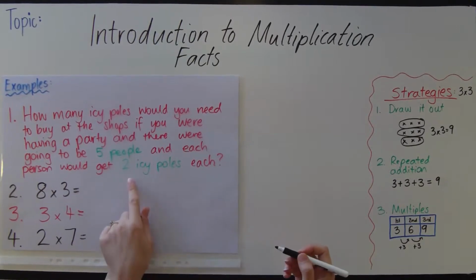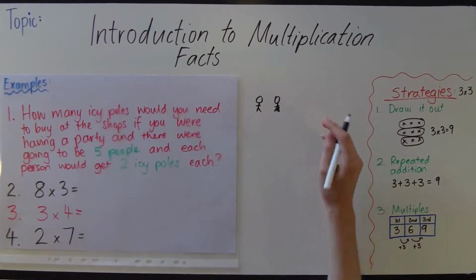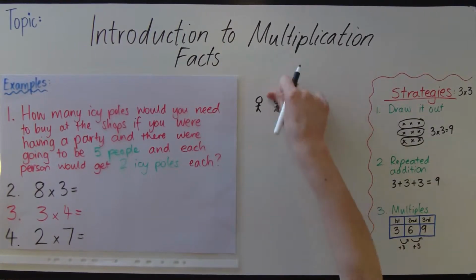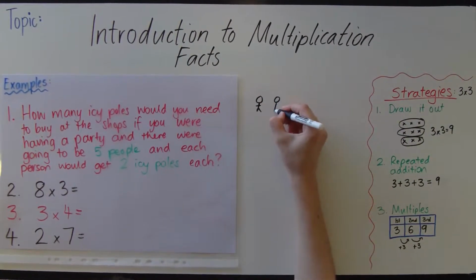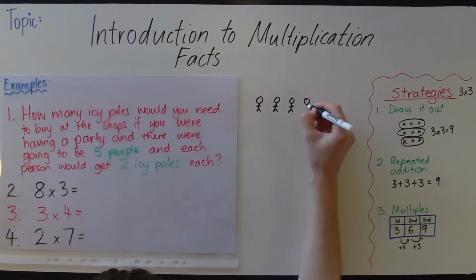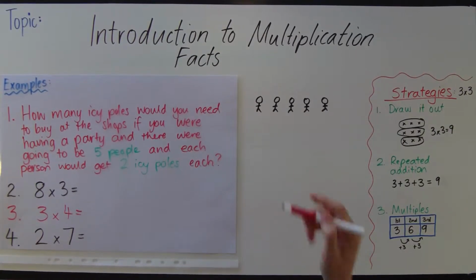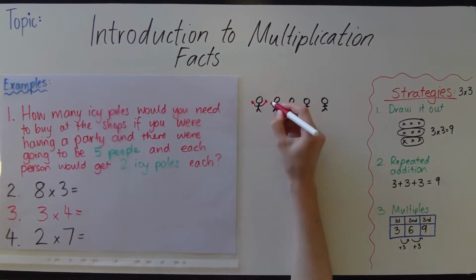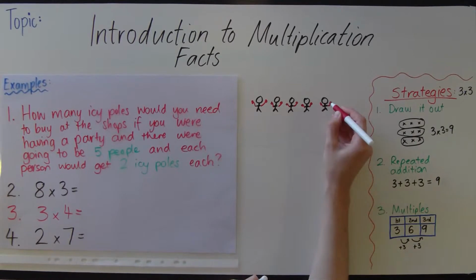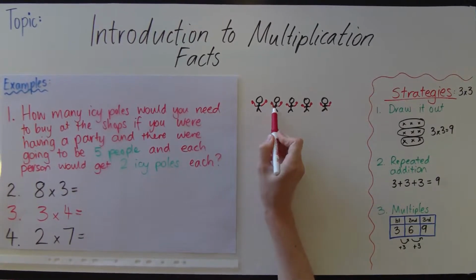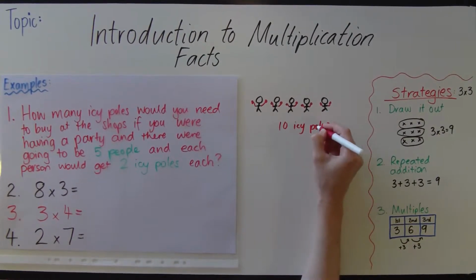So straight away we know there are 5 people with 2 icy poles each. So here we have 1 person, 2, 3, 4, and 5. And then if each person is getting 2 icy poles, so there's 1, 2, 1, 2, 1, 2, 1, 2, 1, 2. So you can add them up and you know there's 2, 4, 6, 8, 10 icy poles all together. That's the drawing out method.